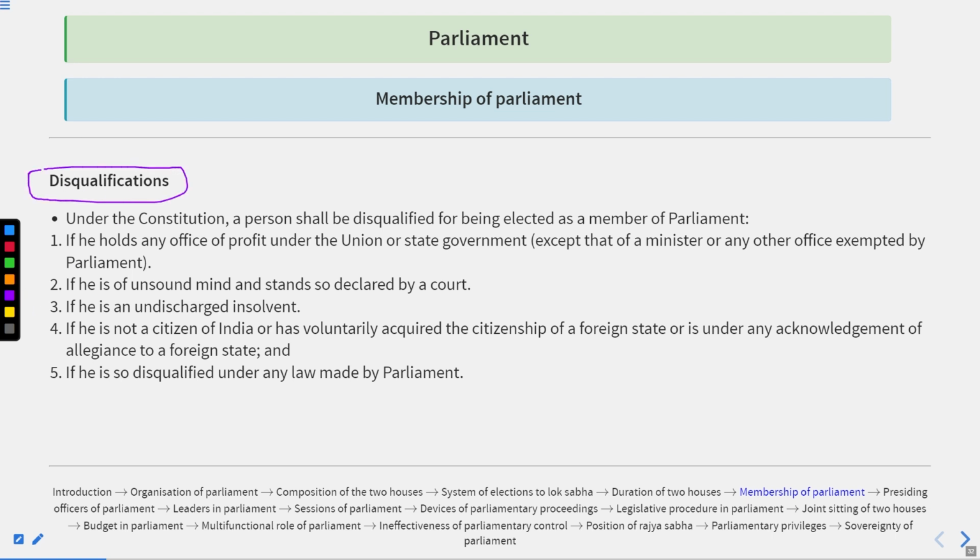On which grounds can a person be disqualified from being a member of parliament? So basically, under the constitution, a person shall be disqualified for being elected as a member of parliament on the following conditions. If he holds any office of profit under the union or the state government, except that of a minister or any other office exempted by the parliament.